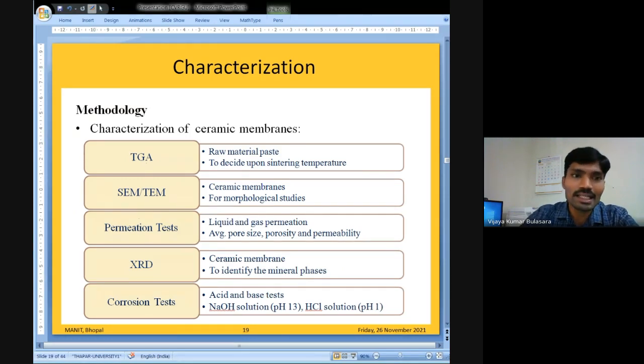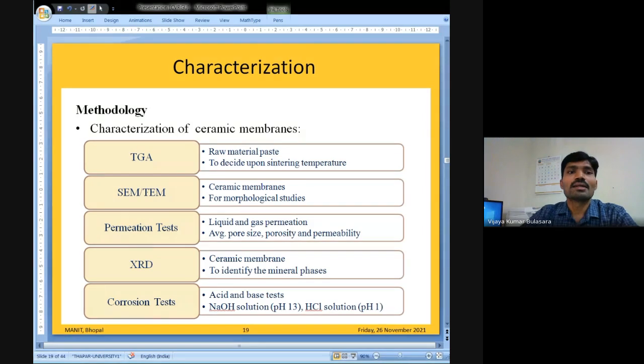One is TGA, that is thermogravimetric analysis, which is used for characterization of the raw material paste, not the sintered membrane. This unsintered raw material paste is subjected to TGA to decide upon the sintering temperature and see the weight loss, that is the change in the weight of the materials. So to decide upon the sintering temperature and observe whether the sintering process is complete or not.